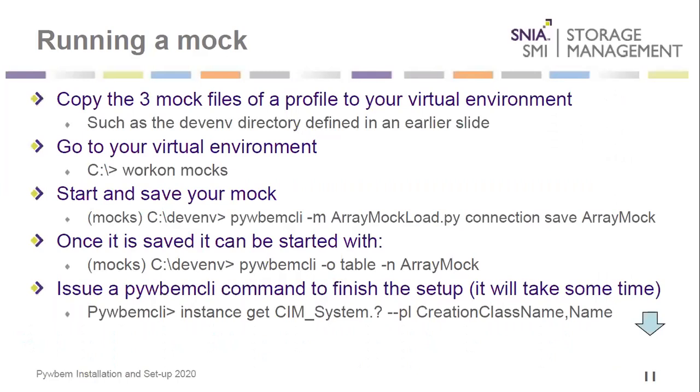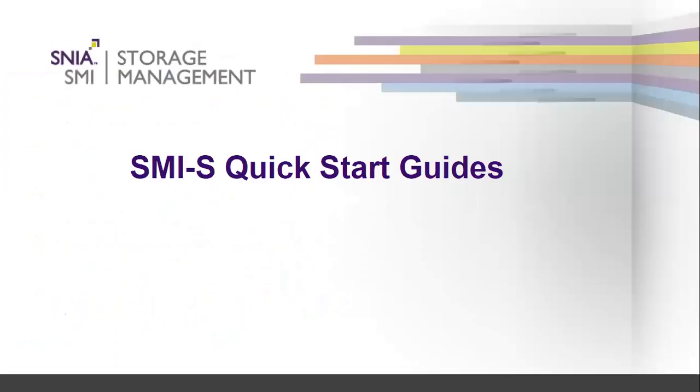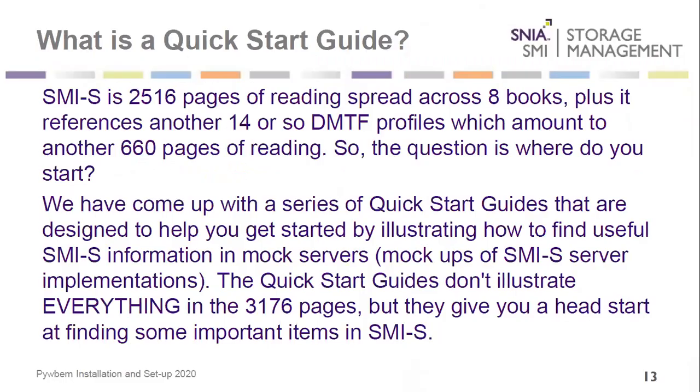So that covers that. And that leads to the quick start guides. SMIS is 2,516 pages of reading, spread across 8 books, plus it references another 14 or so DMTF profiles, which amount to another 660 pages of reading. So the question is, where do you start? Well, we've come up with a series of quick start guides that are designed to help you get started by illustrating how to find useful information in mock servers, mockups of SMIS server implementations. The quick start guides don't illustrate everything in the 3,176 pages, but they give you a head start at finding some important items in SMIS.